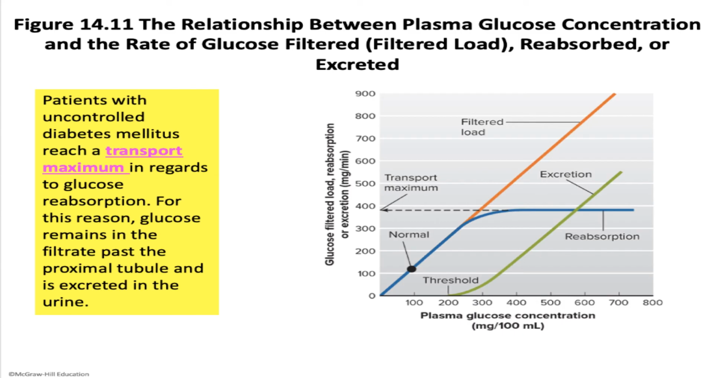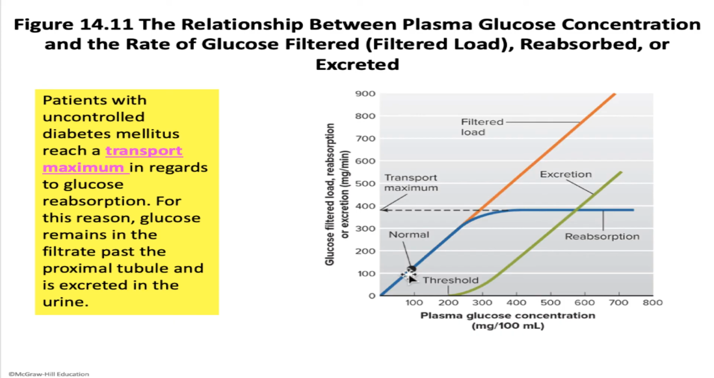A superficial analysis of this data can be made by comparing a normal person with a diabetic. The normal blood glucose levels in a healthy adult are just about 100 milligrams per deciliter. So at that level, all the glucose in the blood plasma is filtered, but in the proximal convoluted tubule, it's all reabsorbed because there's enough time and enough cells in contact with the filtrate to reabsorb all that glucose back into the blood. So in a healthy person, we should not see any glucose in the urine.